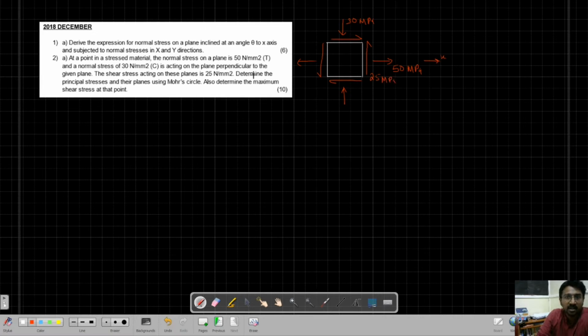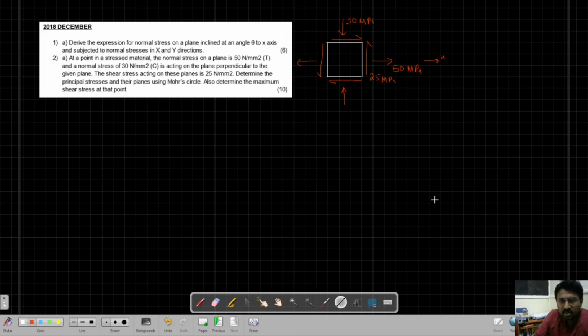They're asking to find principal stresses and the planes. Principal stresses we have to find, principal planes we have to find using Mohr's circle method. Also determine the maximum shear stress at that point. So we have to find principal stress, principal planes, then maximum shear stress. All these things we have to do, the only thing is we have to do it using Mohr's circle.